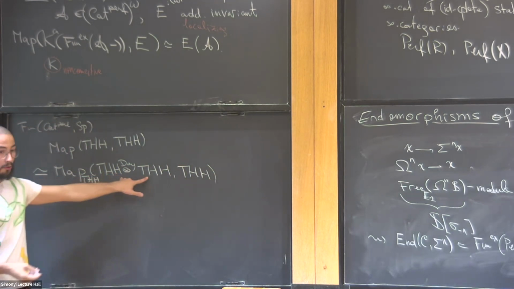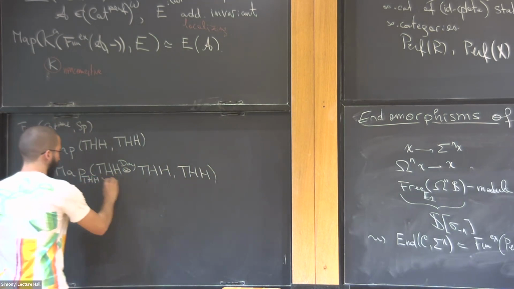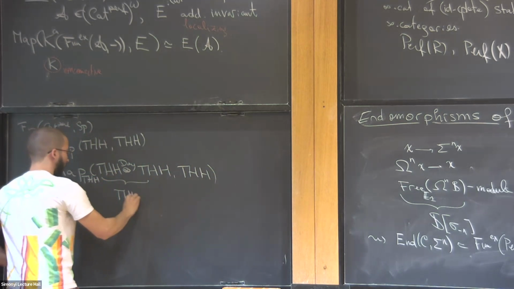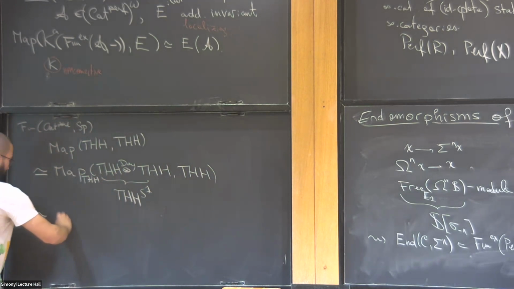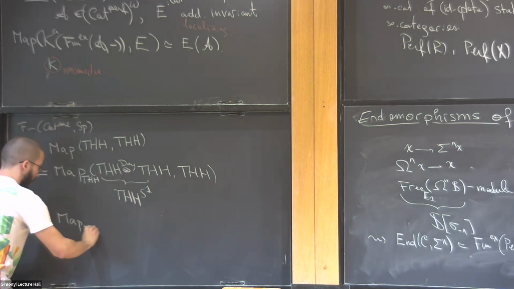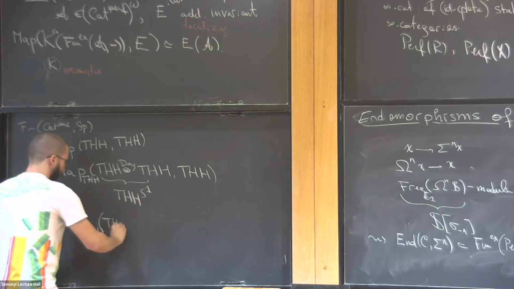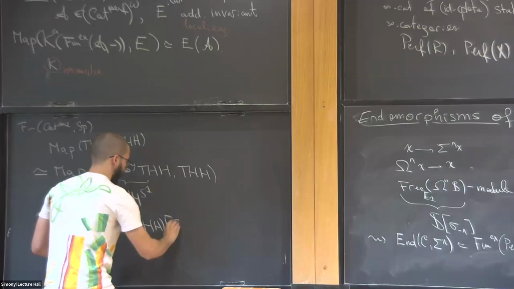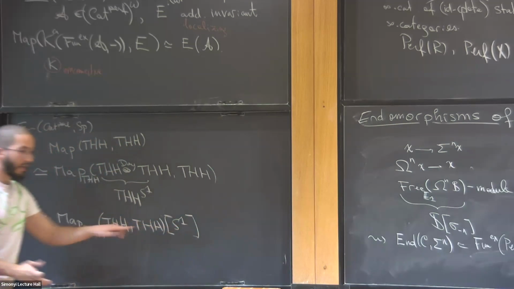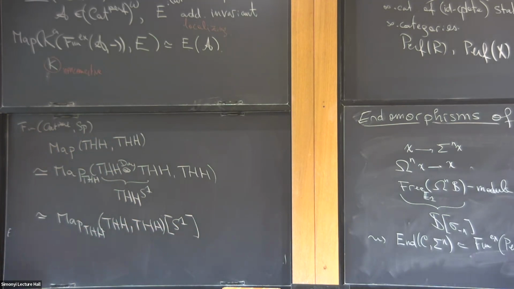But now I just told you how to compute this: THH to the S1. And because S1 is a finite space, I can pull this out and I get something like this. And now these brackets mean chains rather than cochains. And this you can just evaluate to be the sphere.